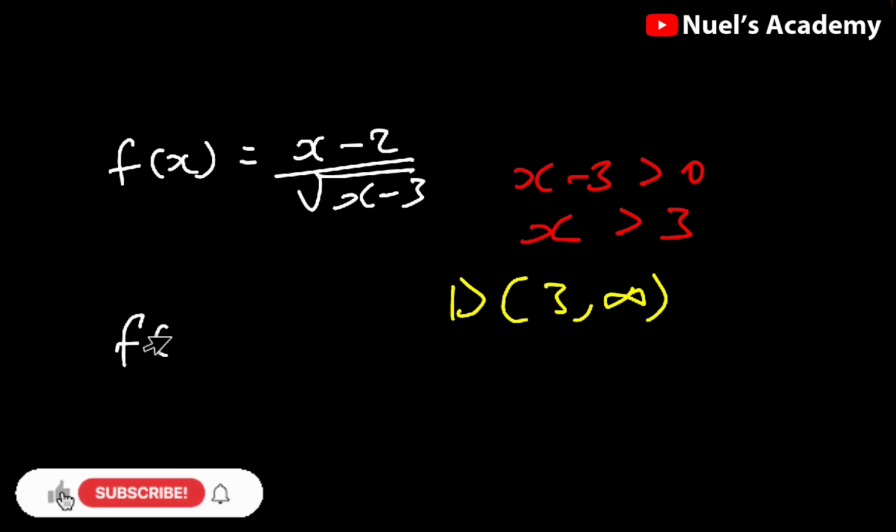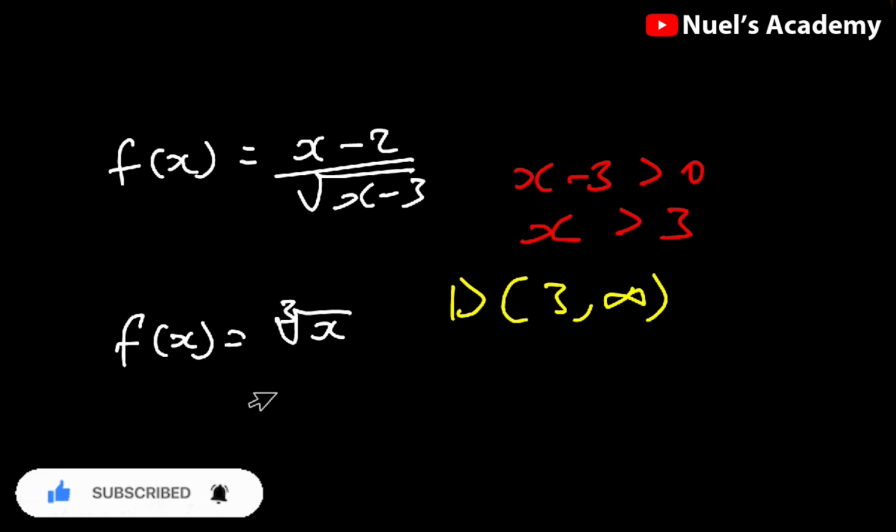If you have f of x is equal to the cube root of x. Now so far this root is odd. Let's say 3, 5, 7, 9, 11. So far it is odd. The domain of the function is going to be all real numbers, which is negative infinity, infinity.